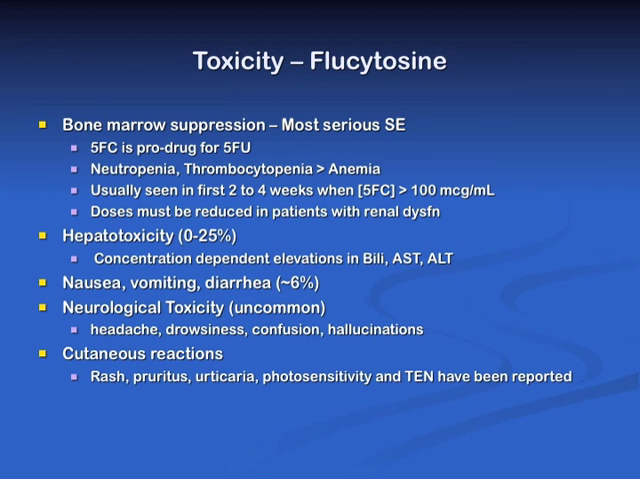In terms of toxicity, because it's a prodrug for 5-fluorouracil, bone marrow suppression, as you might expect, is the most serious side effect. We monitor for neutropenia and thrombocytopenia, which is more common than anemia, usually seen in the first 2 to 4 weeks, and particularly when their flucytosine levels are elevated. So therapeutic drug monitoring does make sense for flucytosine, and doses must be reduced in patients with renal dysfunction. Monitor LFTs, occasional GI intolerances, rare neurological toxicity, and monitor for rash. We have seen pruritus, urticaria, photosensitivity, and toxic epidermal necrolysis has been reported.